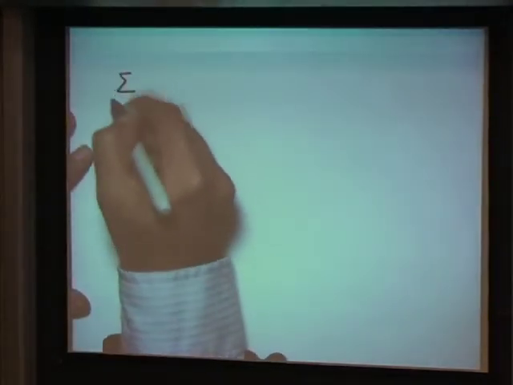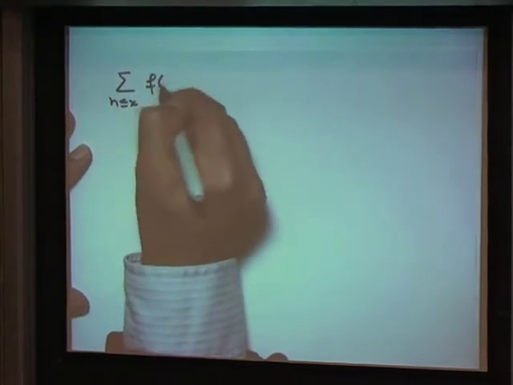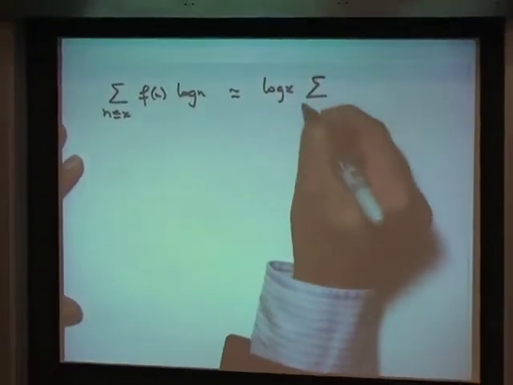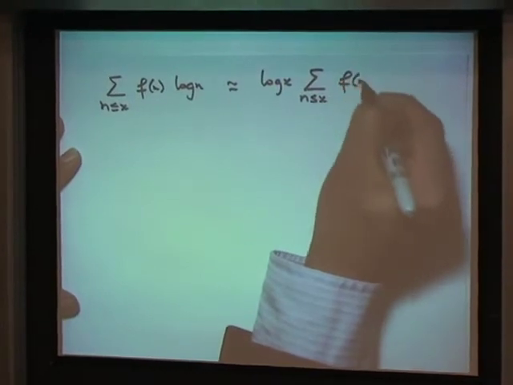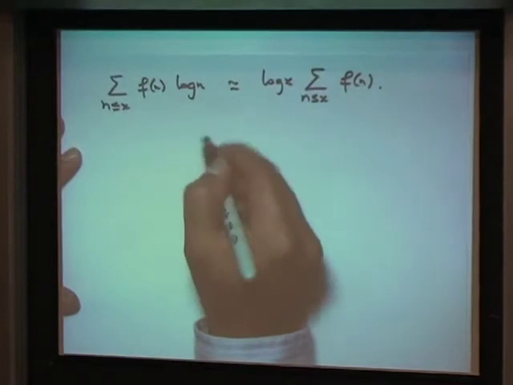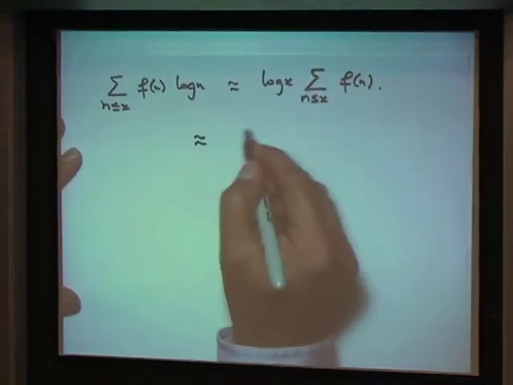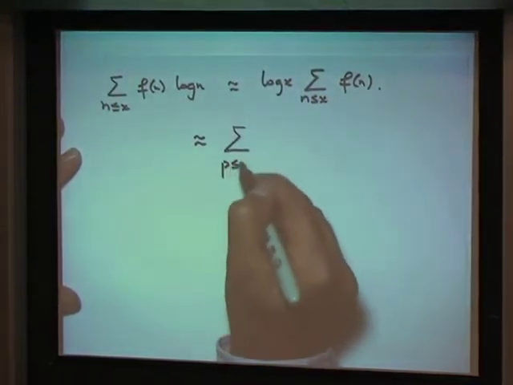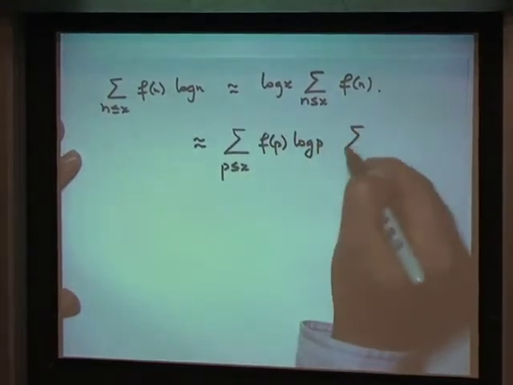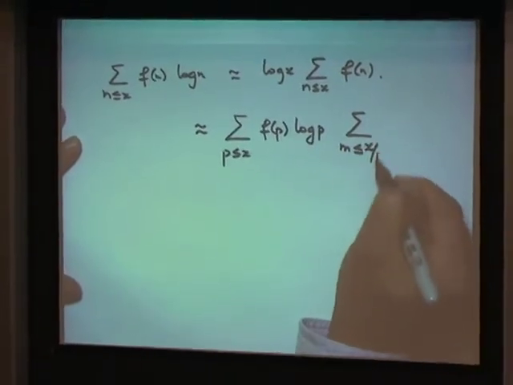What he did was, along the lines of what I explained in the case of tau n, you look at the sum over n up to x of f(n), you multiply it by log n, which, as I said, is roughly the same as taking log x and multiplying it by the sum over n up to x of f(n). And then you rewrite this in terms of primes, and you interchange, so you get that this side will be roughly the sum over the primes up to x of f(p) log p, times the sum over m up to x over p of f(m).